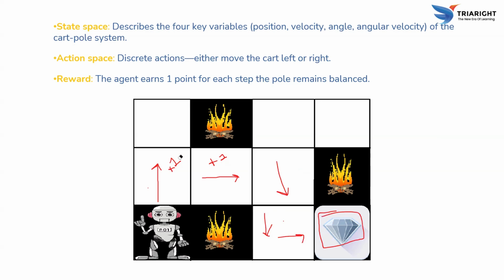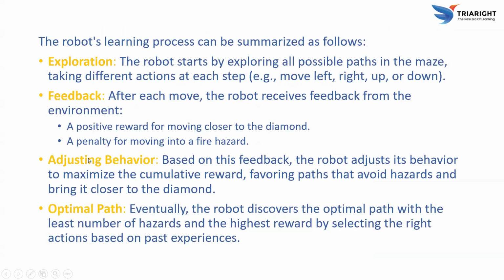So, like reinforcement learning, during the learning it learns from past mistakes. Also, we can say that it covers all the paths. So, the robot's learning process can be summarized as follows. So, exploration: the robot starts by exploring all the possible paths in the maze, taking different actions at each step: moves left, right, up, or down.